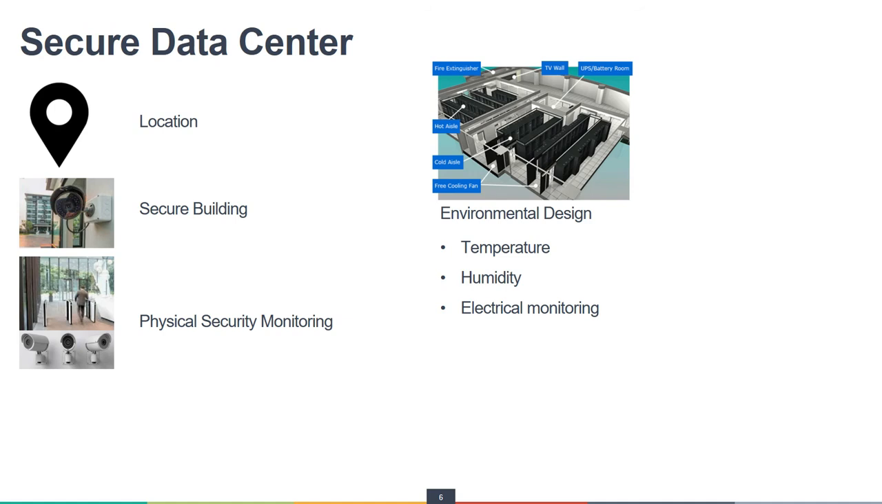Next is the humidity. It is an important aspect for any electronics. Humidity is the water in the air, and water is bad for any electronics. So humidity should be monitored and controlled within the data center, with 50 to 60% being the typically recommended range for data centers. Electrical monitoring: a secure data center should be designed to monitor the electrical levels, to not only trigger the backup generator during outages, but also to watch for energy spikes that can damage sensitive equipment.